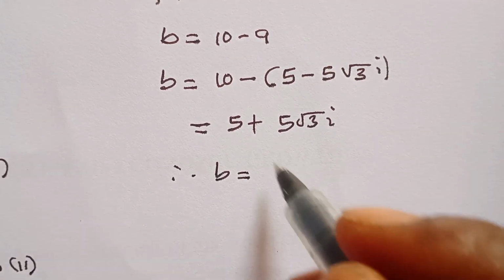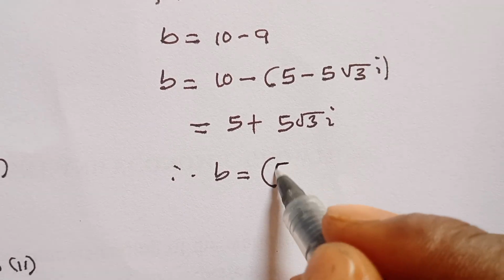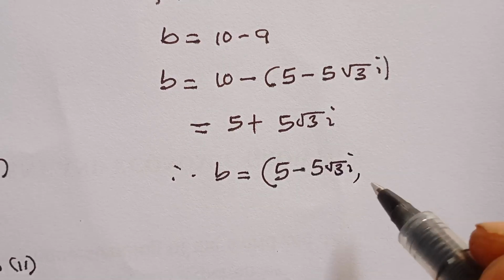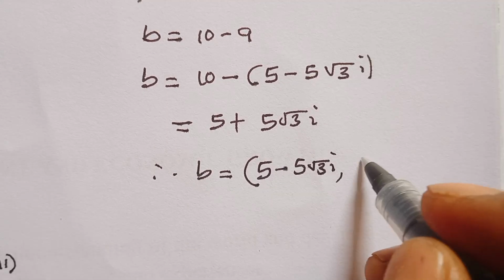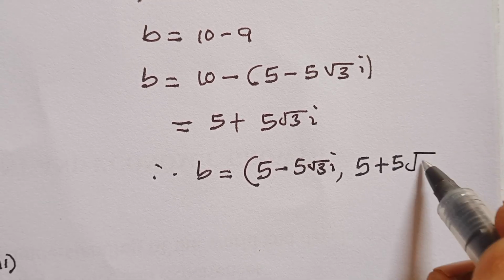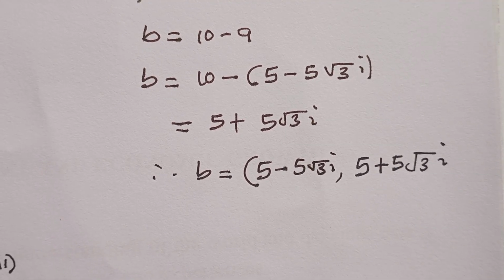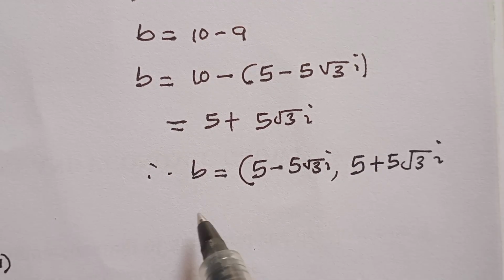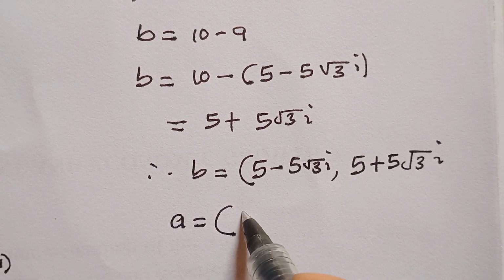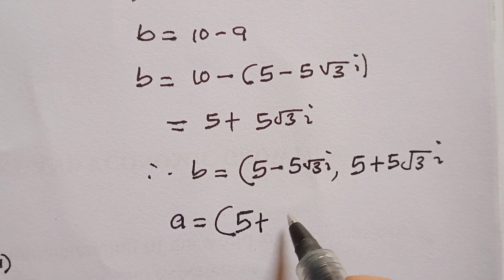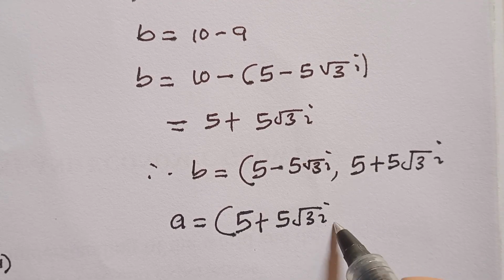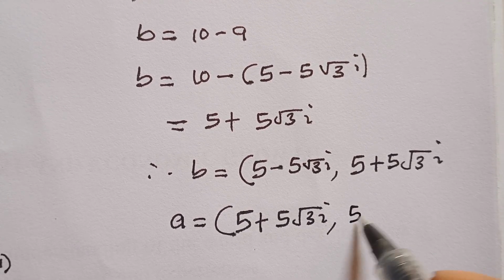Therefore our b is equal to 5 minus 5 square root of 3i, the first value, and the second one, which is 5 plus 5 square root of 3i. Those are the two values of b that we have. Now our a will be equal to the two values we've already gotten: 5 plus 5 square root of 3i and 5 minus 5 square root of 3i.